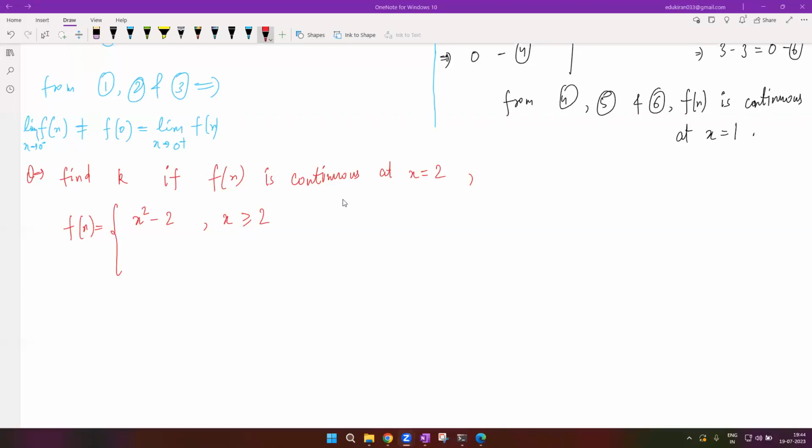So it is already given that f(x) is continuous at x equals 2. You need to find out the value of k.